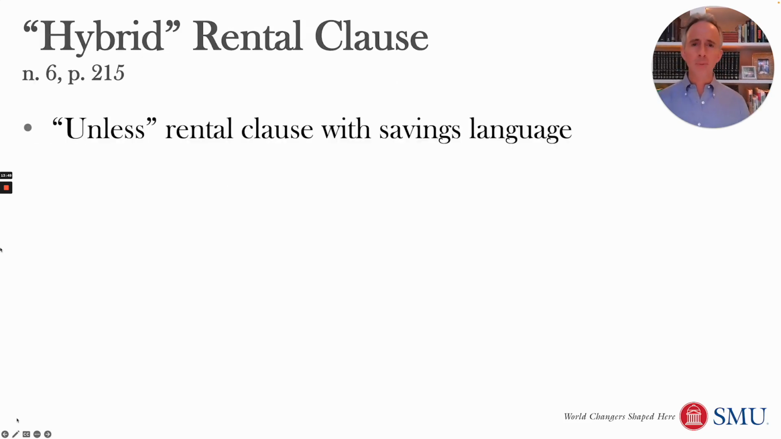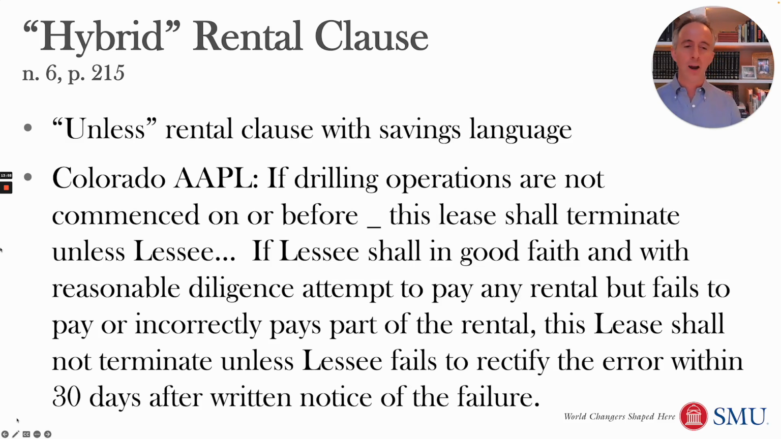Okay, hybrid rental clause. You can have an "unless" clause, which would terminate the lease with some kind of savings language that says, look, if I just made a mistake or if it hasn't been that long, the lease should continue. So here's an example from a Colorado lease. If drilling operations aren't commenced on or before blank, the lease shall terminate unless the lessee makes a payment. But if the lessee shall in good faith and with reasonable diligence attempt to pay any rental, but fails to pay or incorrectly pays part of the rental, the lease will not terminate unless lessee fails to rectify the error within 30 days after written notice of the failure. So if I tried to pay the delay rentals, I just made a mistake, then let me know and I get 30 days to fix it.